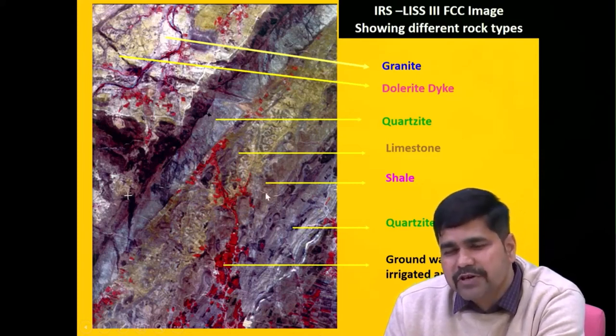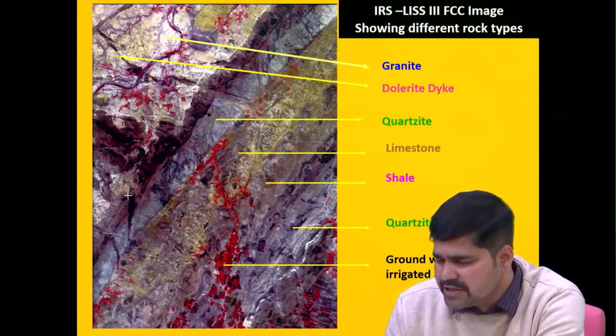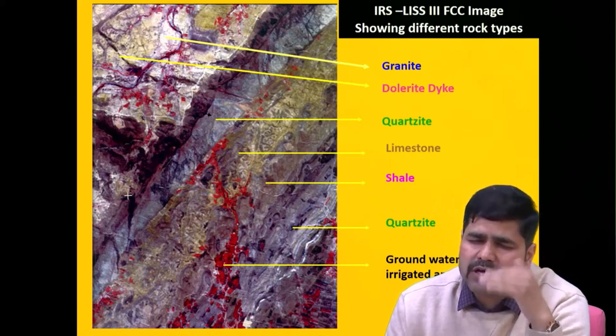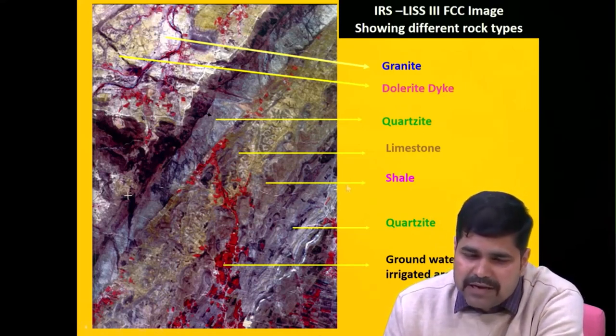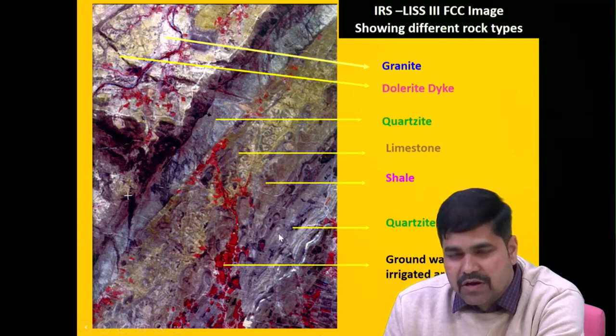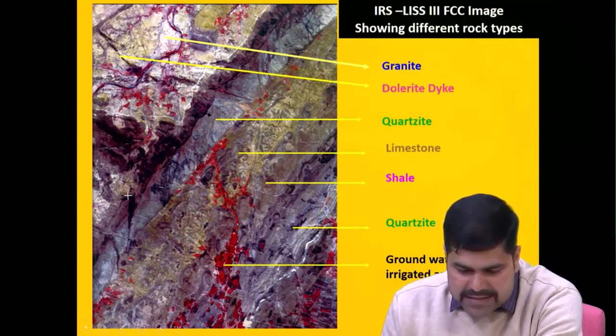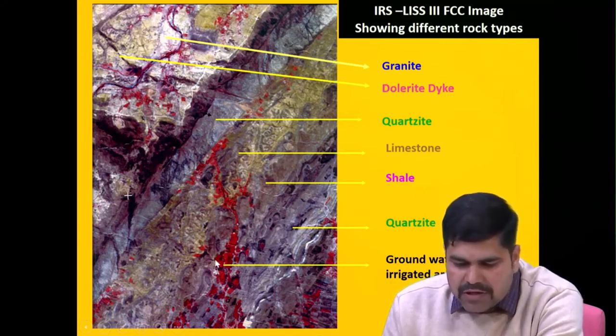If you remember the first terrestrial image we have seen, there is alternation between shale and sandstone. So the same thing is happening here. This brownish color, slightly darker, is basically shale. And then the quartzite is alternating here again. These are the locations where the groundwater irrigated areas are occurring.